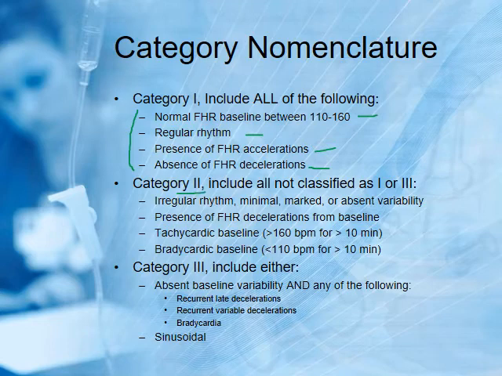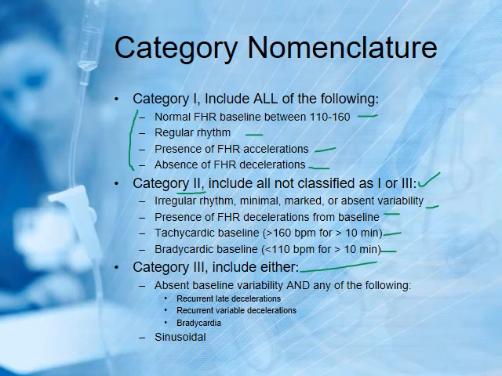Category 2, that's where we're starting to get minimal or marked or absent variability, so that's starting to change a little. There might be some decelerations, and we start getting tachycardia or bradycardia. And so we're like, this is a category 2. We do not yet need to intervene with the labor. We don't need to take her for OR, but we need to do some actions. Oxygen, increase fluid, watch those contraction patterns, make sure we're not overstimulating, overstressing the baby. So category 2, we need to start doing some nursing actions.